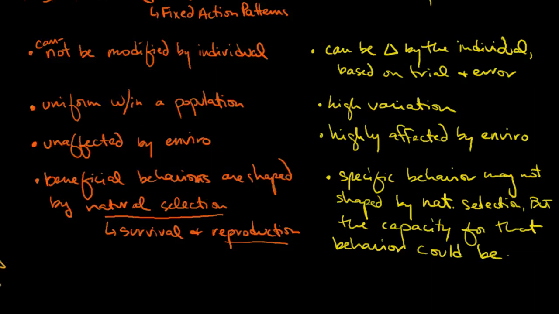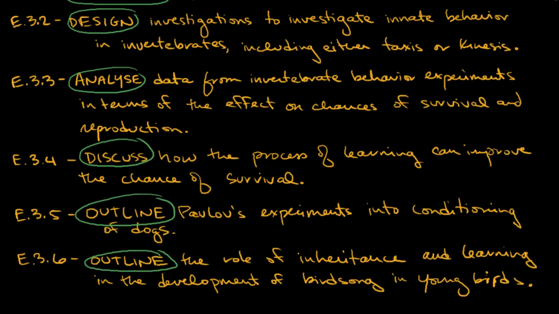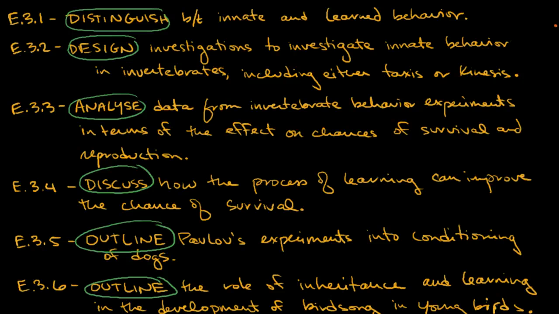So let's go back to our list of targets. So we did 3.1. 3.2 is to design investigations to investigate innate behavior of invertebrates, including either taxis or kinesis. So I'm not going to write much on this because essentially what you need to be able to do is design a lab. Think of the design section of an IA based on taxis or kinesis.